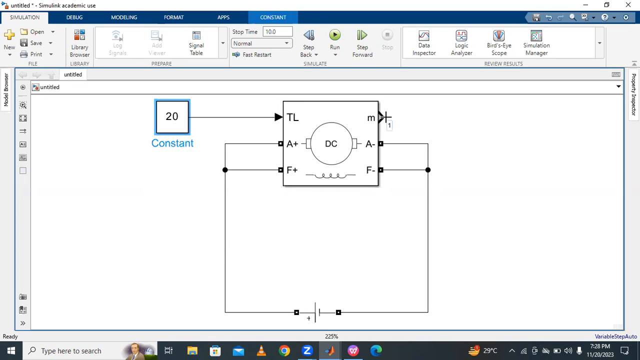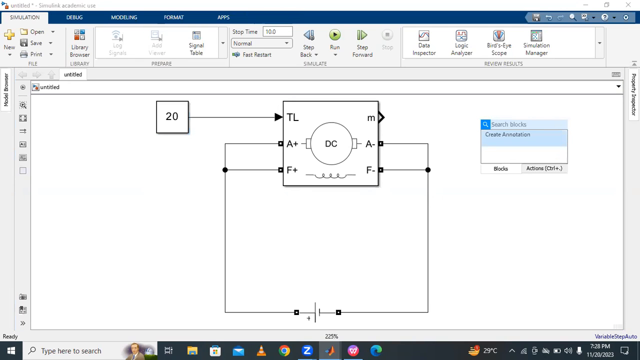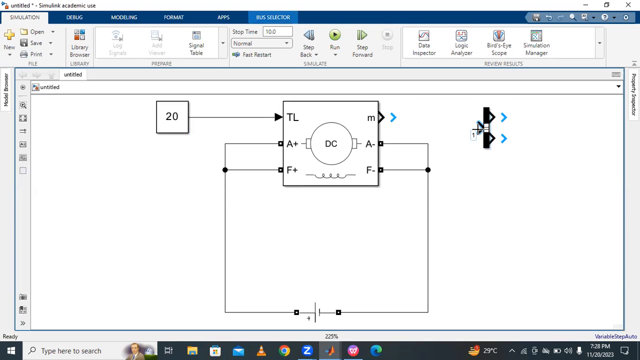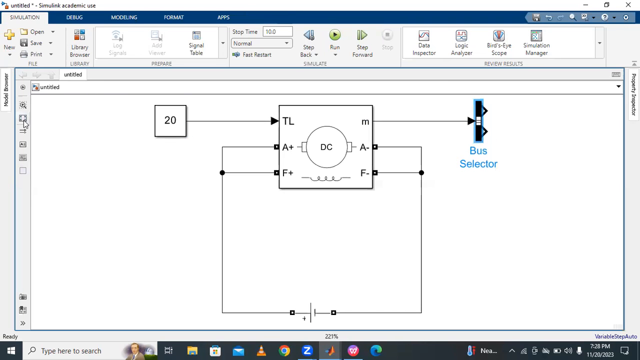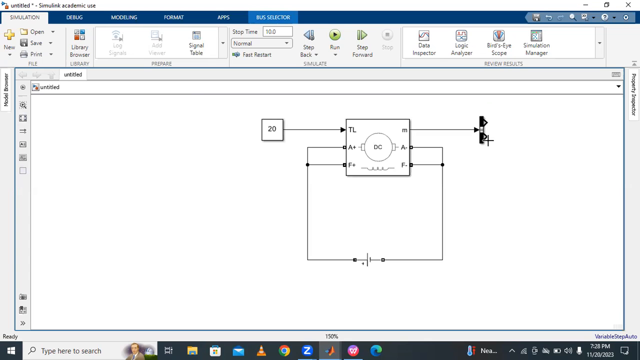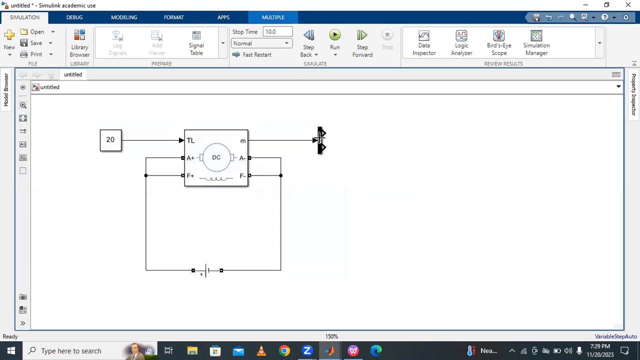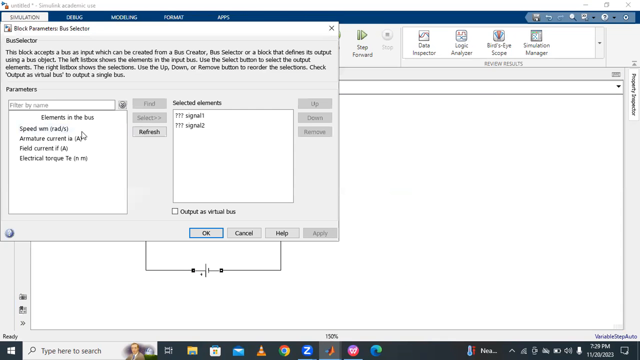And here we have to connect one bus selector. The bus selector is connected to the M terminal. The bus selector has terminals like this. Open the bus selector. These are the different types of signals present in the bus selector. So remove these two and add plus 1, speed in radians per second.